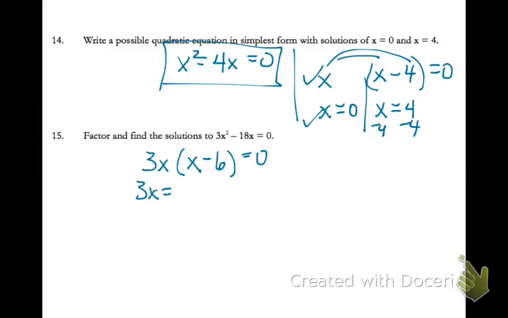Then I set both of those terms equal to 0 and solve. So I divide by 3, x equals 0, and then add 6, x equals 6. So those are my two solutions to that quadratic.